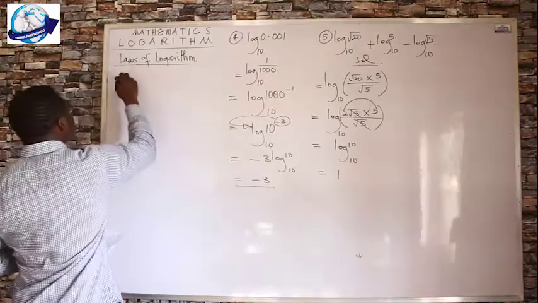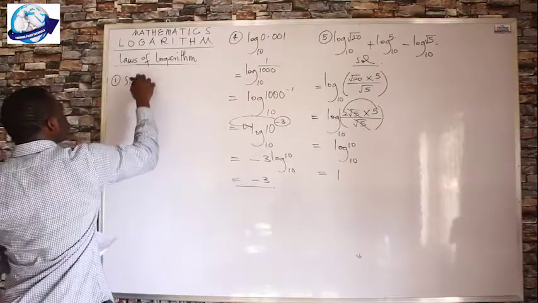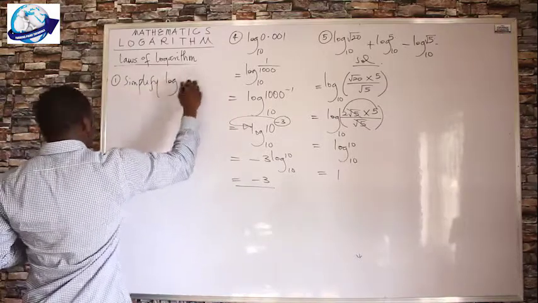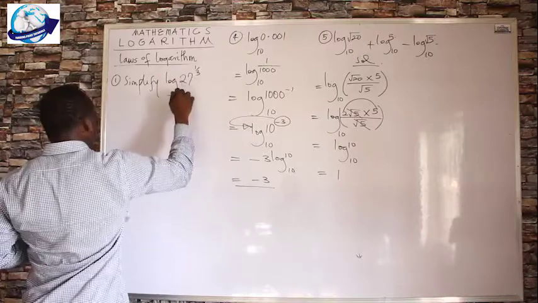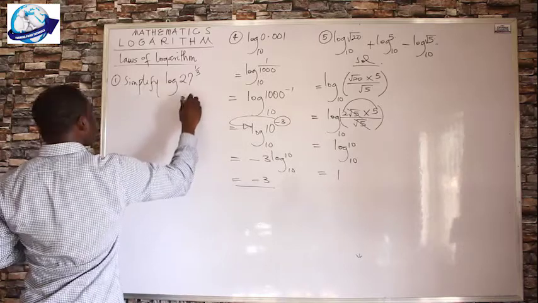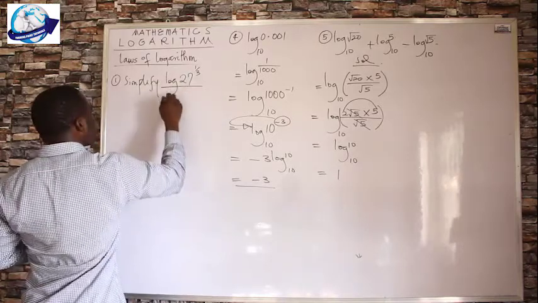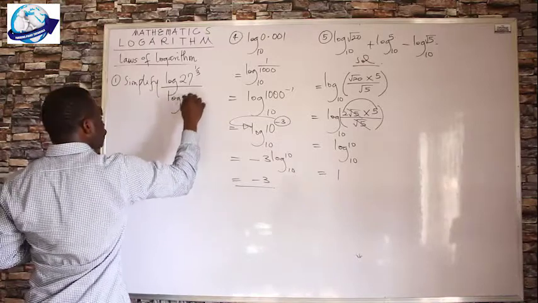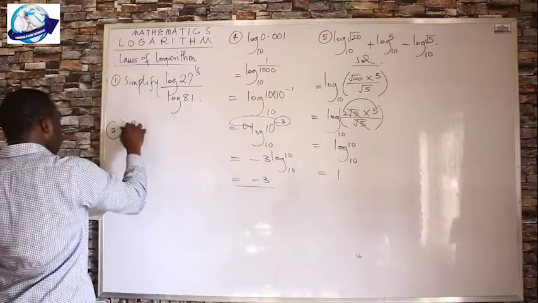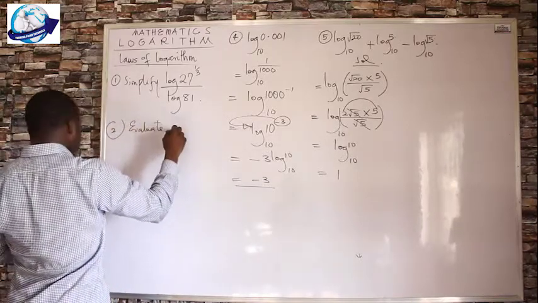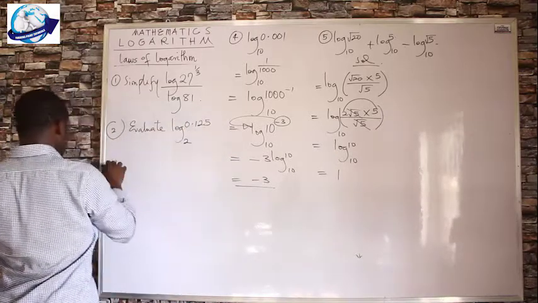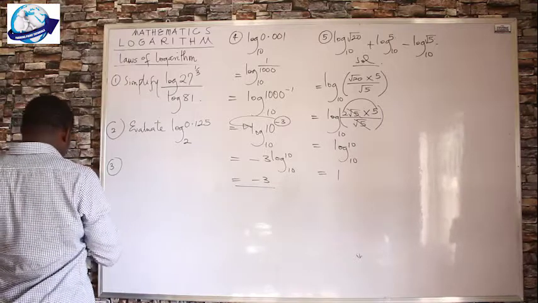I will give you: simplify log of 27 raised to the power 1 over 3, all over log 81. You can solve this for yourself. Okay. And then let me give you: evaluate log 0.125 base 2.